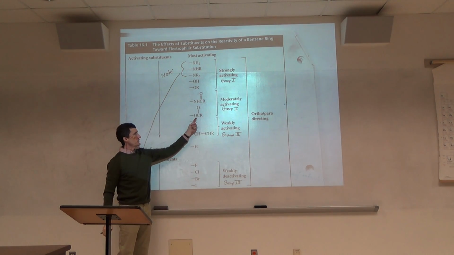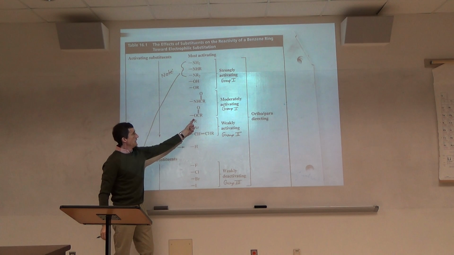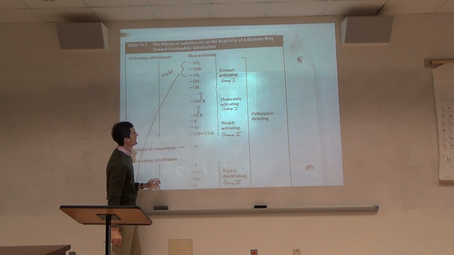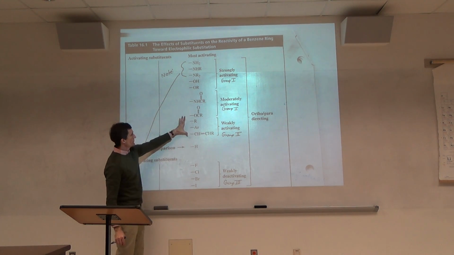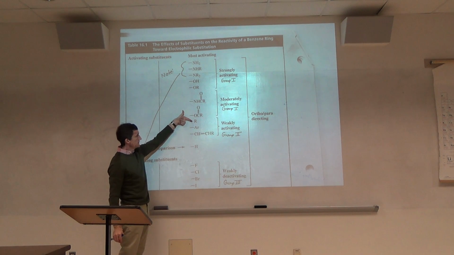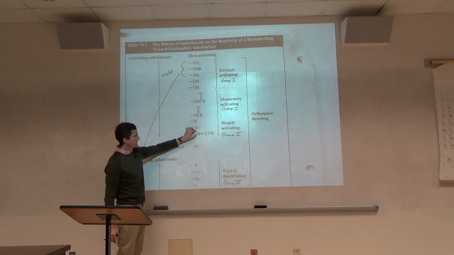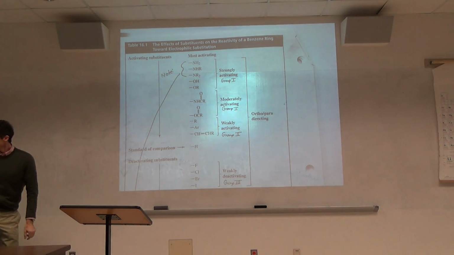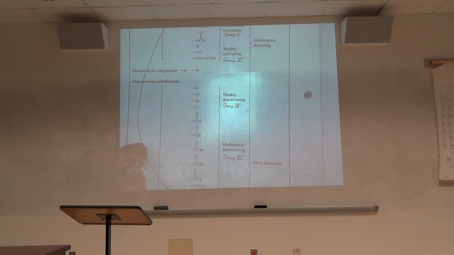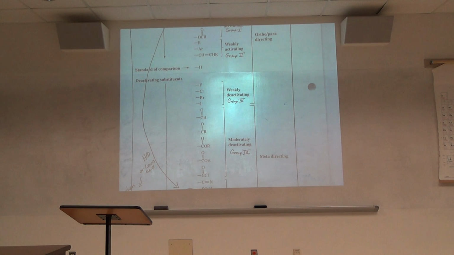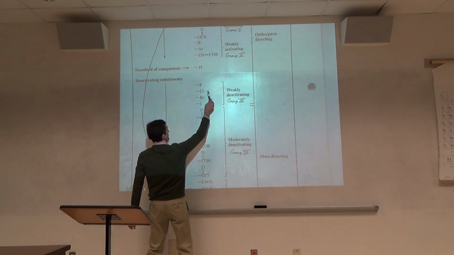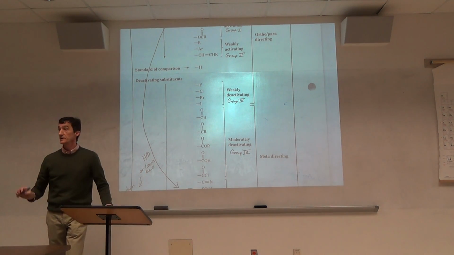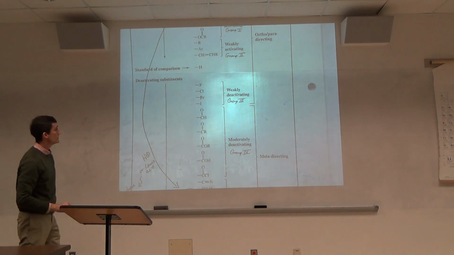Here's that O ester with the O bonded to the ring. So they call it moderately. These are my group 2, mainly the alkyl, but you also have some conjugated alkenes. Then we have down here the weakly deactivating. Group 3, halogens. That's the same as we said, right? Group 3, halogens.